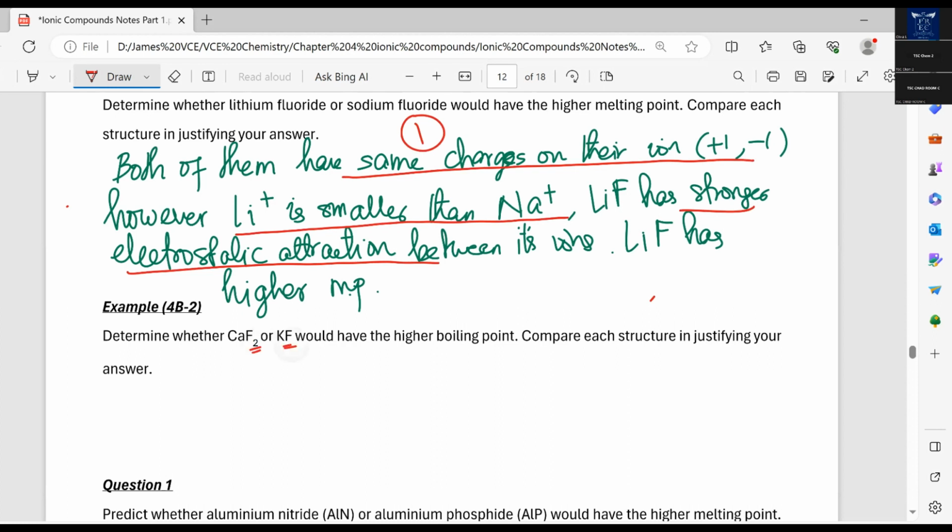F and F, so it's the same. What is different? The one difference is the potassium and calcium. Because they actually have an equal difference. Yeah. What do you think?